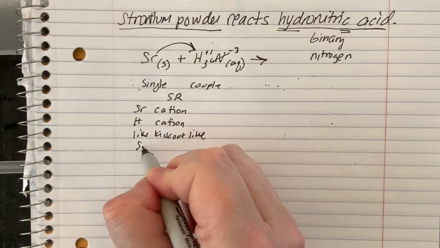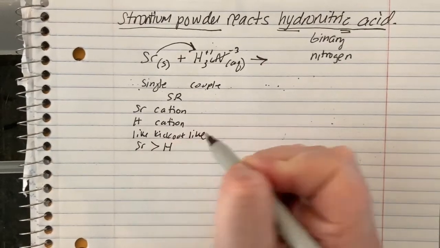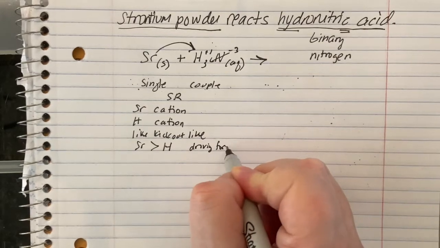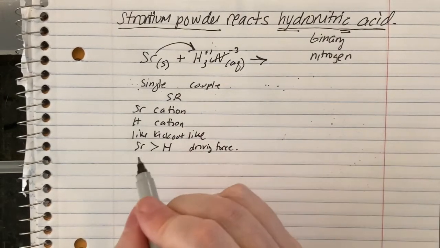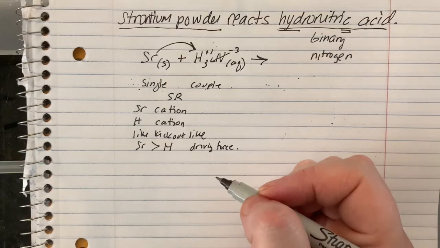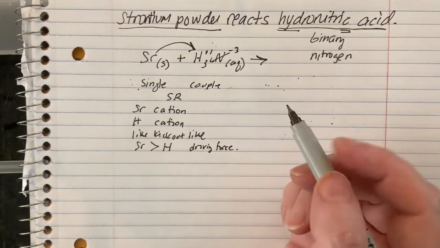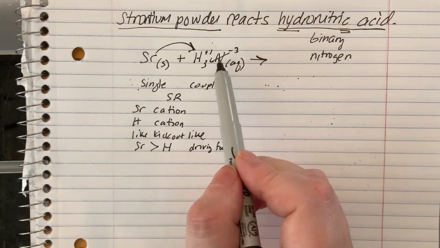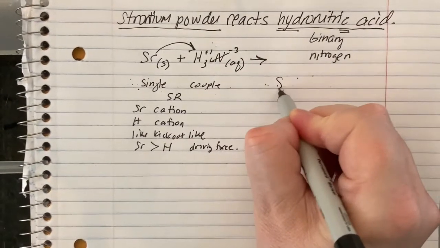Okay, and this also shows me that strontium is stronger than hydrogen. That's our driving force there. That's what's making sure the reaction is going to happen. You don't have to know why strontium is greater than hydrogen for first year. So if strontium's kicking out a hydrogen, that means strontium's now going to be bonded with nitrogen.